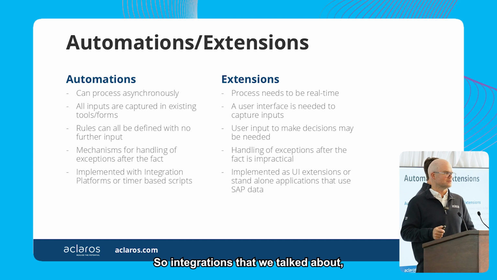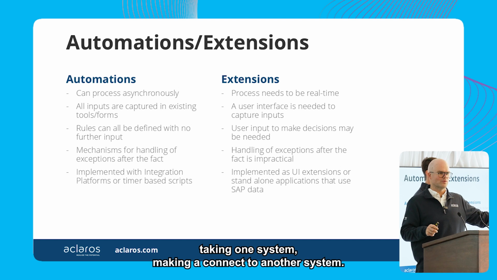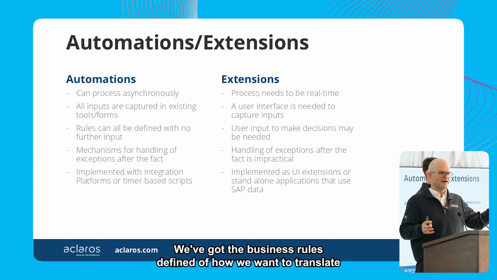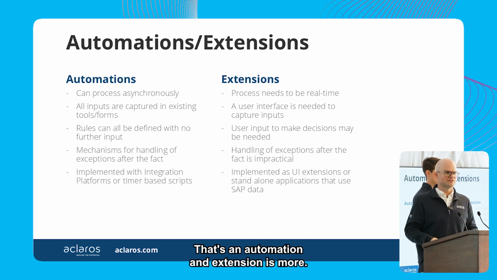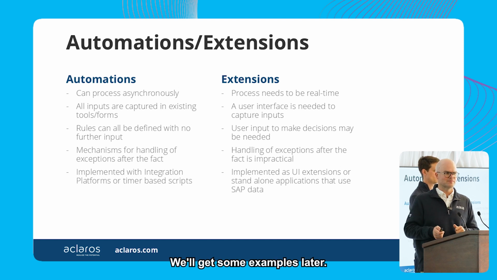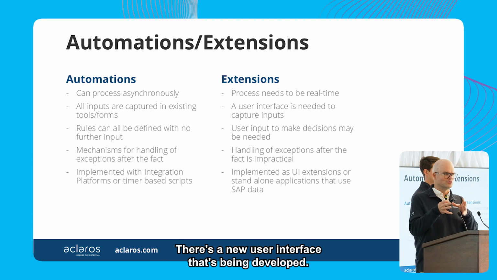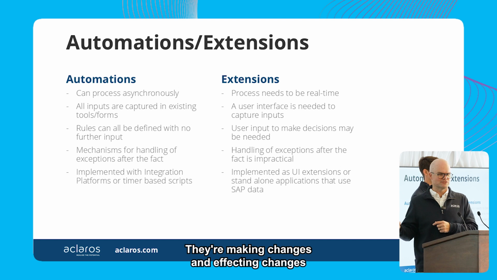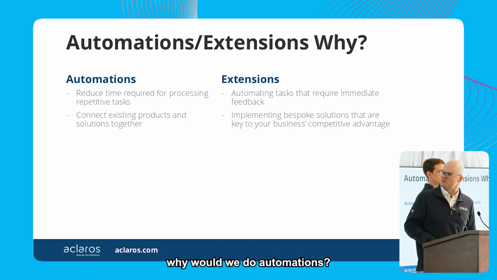So the integrations that we talked about are pretty much examples of automation, where we're taking one system and making it connect to another system. We've got the business rules defined of how we want to translate the data from the one system to the other. That's an automation. An extension is more, and we'll get some examples later, but MyWave is more of an example of an extension. There's a new user interface that's been developed. It's asking you for prompts, and it's making changes and affecting changes in the system based on those prompts and inputs that you've given.